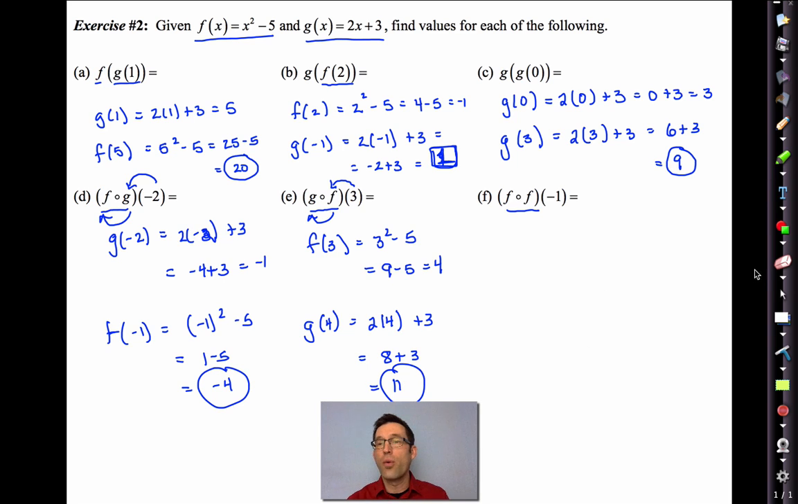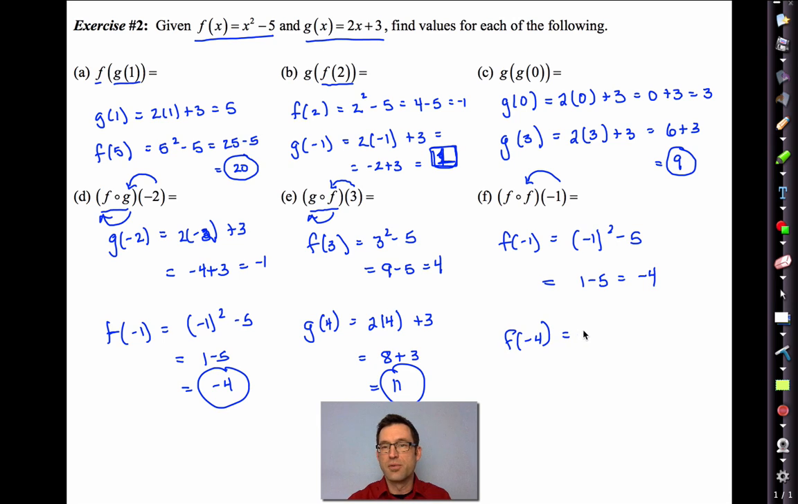And again, we can always compose a function with itself. In fact, there's many situations where that makes sense. So the first thing I'm going to do is put that negative 1 into f. That's going to be negative 1 squared minus 5. 1 minus 5 is negative 4. That negative 4 then gets looped back into f. And we'll get 16 minus 5 and 11.